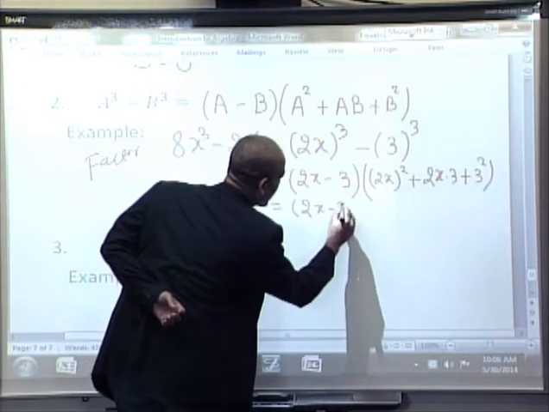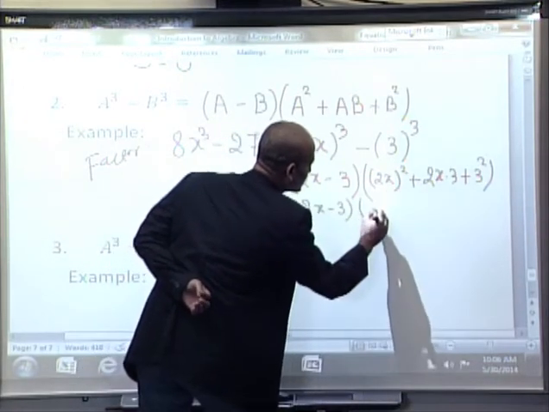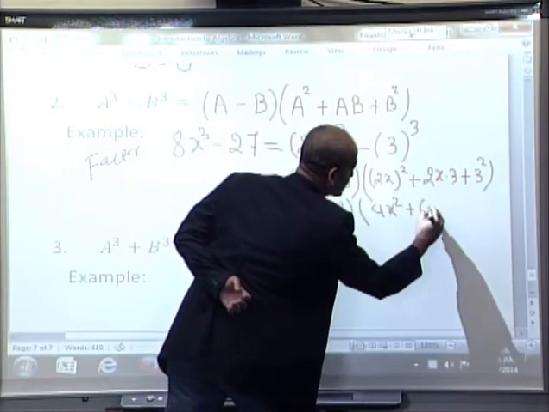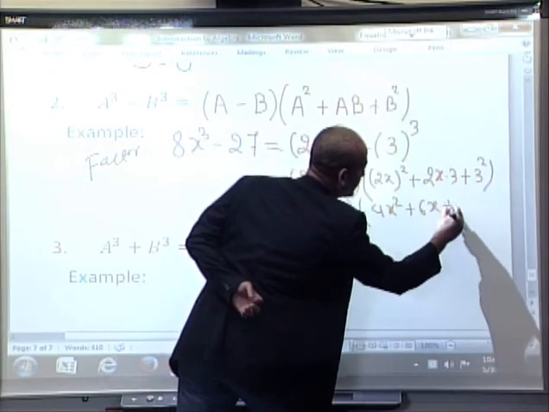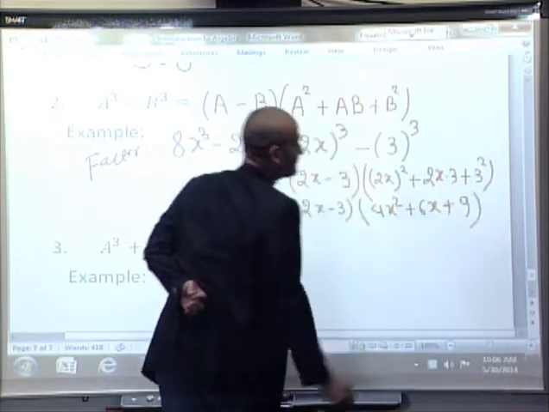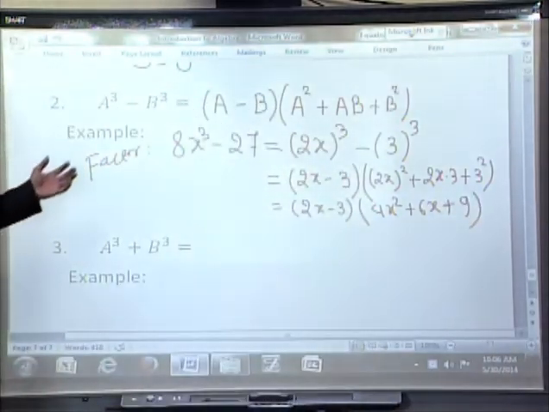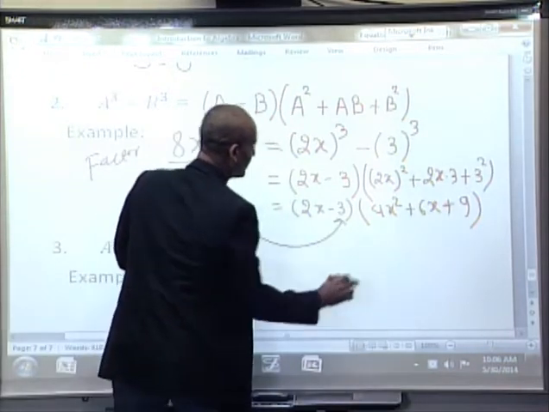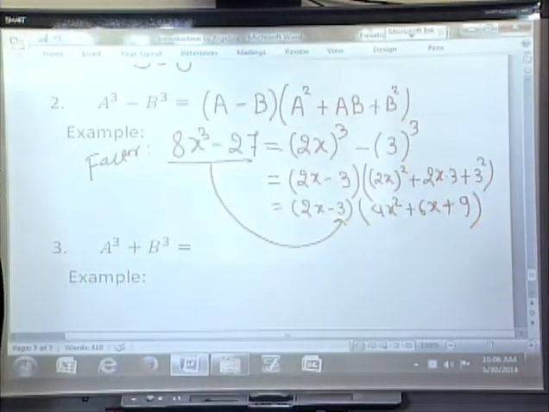So now let us do one more thing. 2x minus 3 is 2x minus 3. The square of 2x is 4x squared. 2x times 3 is 6x. And the square of 3 is 9. So this expression is factored into this. Well, I'll encourage you to check if this factoring is correct or not.